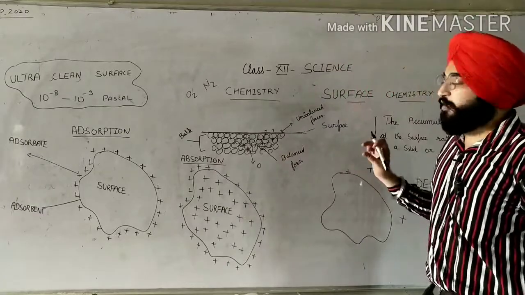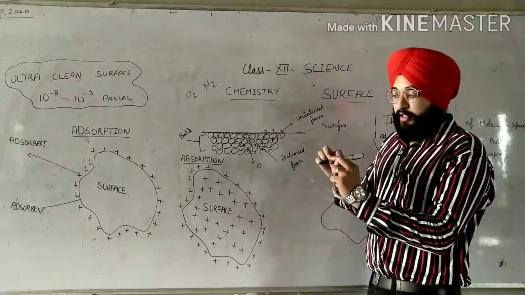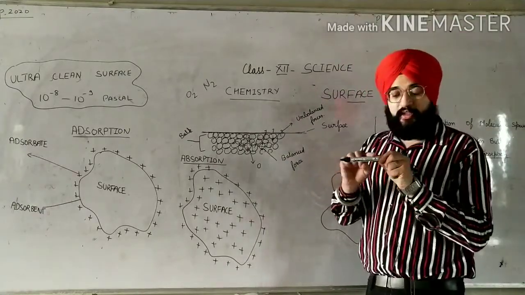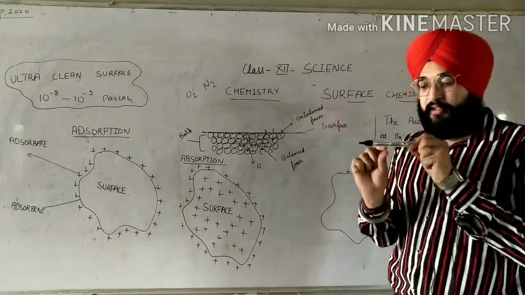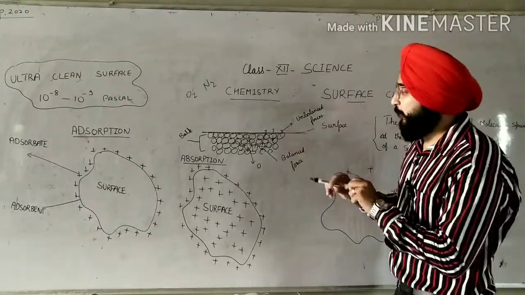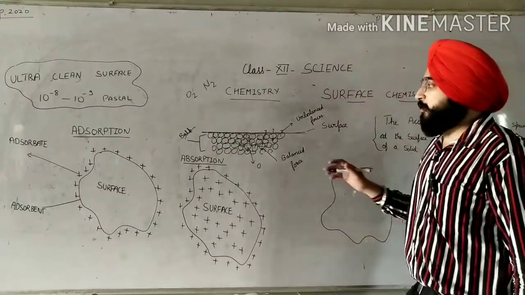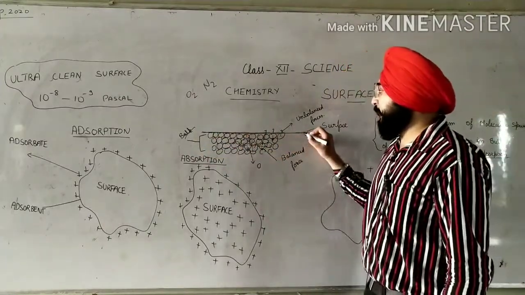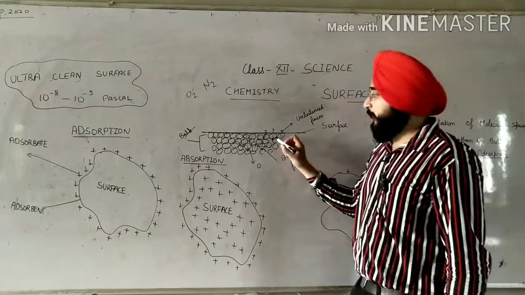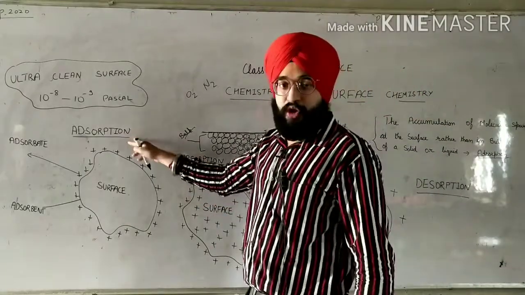Like this pen: this is the surface, and this is the thickness. The thickness, the number of layers, is known as bulk. When the interaction is on the single layer, it is known as adsorption.